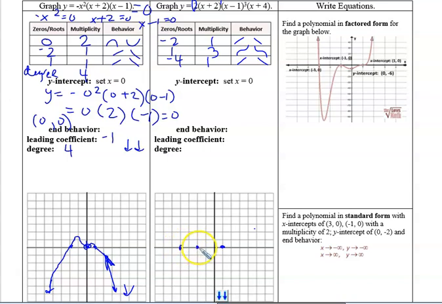And so now I'm going to find that y-intercept by setting x equal to 0. So if I plug in 0 into the first parentheses, I'll get 2. If I plug in 0 to the second, I'll get negative 1. But then I'm going to cube it. Negative 1 times negative 1 times negative 1 is still negative 1. And then I'm going to get 4 when I plug it into the last one. 2 times 2 is 4. Times 4 is 16. Negative of that is going to be negative 16. So my y-intercept then is going to be 0, negative 16.